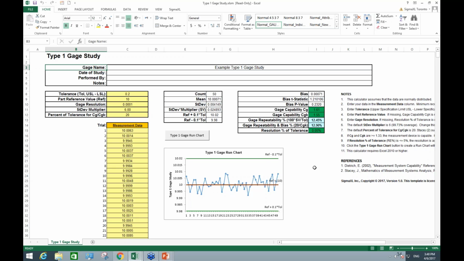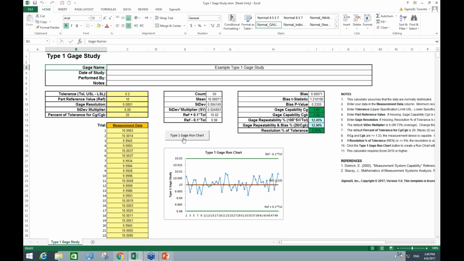This is the type 1 gauge study, which is a technique that is a precursor to a full gauge R&R study, repeatability and reproducibility. Sometimes you just need a quick and easy gauge study, and this follows the guidelines. We have references here, and essentially we use the highlighting on these: the gauge capability, Cg and Cgk, greater than 1.33 means your measurement system is capable, and resolution should be less than 5%.